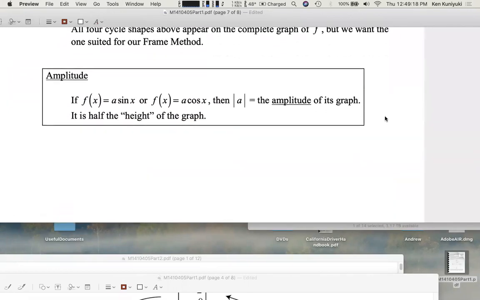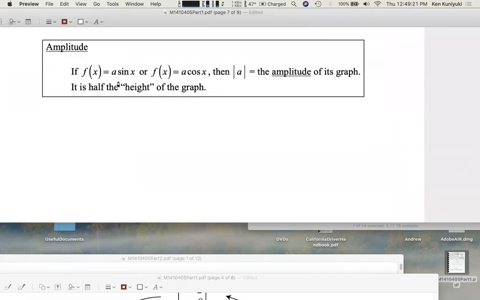A determines the amplitude for the function or the graph. So if we graph y equals A sine of x or y equals A cosine of x, I'm going back to x now, all right? The absolute value of A is the amplitude of the graph. It's half the height of the graph.